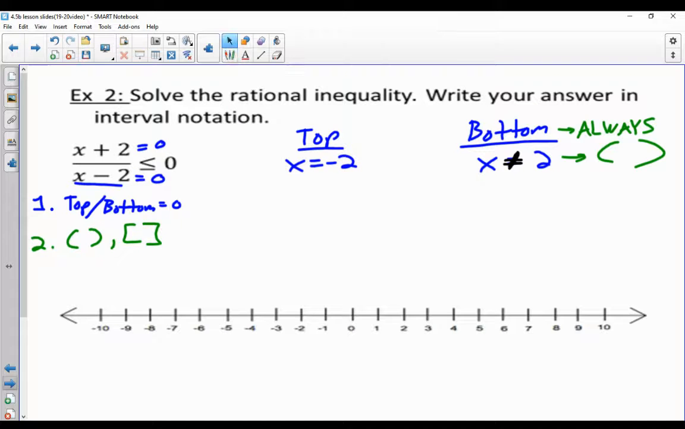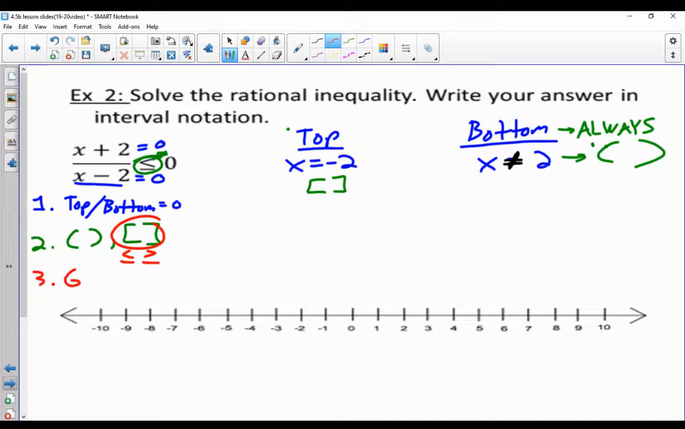What bracket do we need to use, open or closed? Well, we already figured out what we needed for the bottom. Let's figure out what we need for the top. And remember, the top is going to depend on what inequality we're working with. Since we're working with less than or equal to, the equal sign means we have to use closed brackets. So we're going to have closed brackets specifically for the top, open brackets for the bottom. Yes, you can have different brackets for top and bottom. That's perfectly okay, just so you know. All right, so that's step 2.